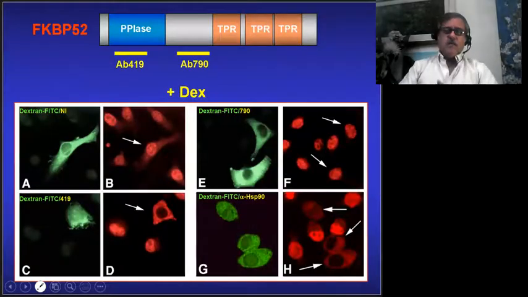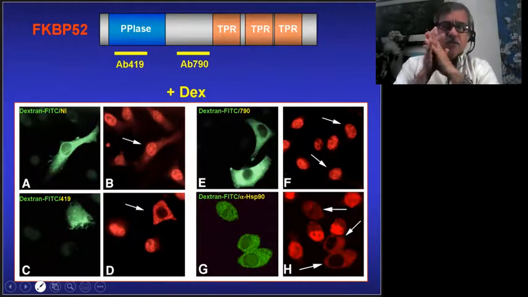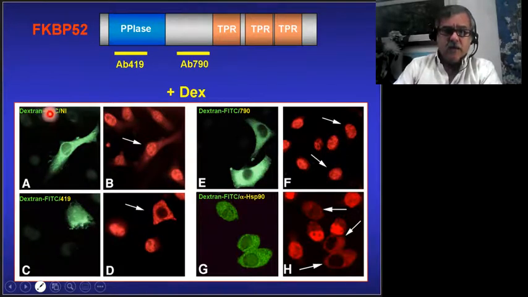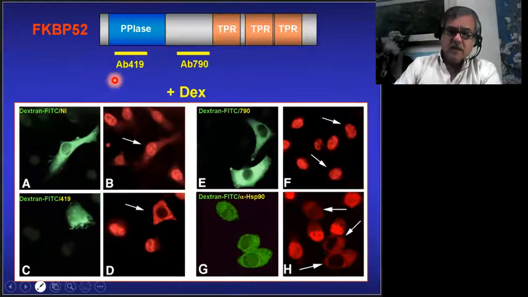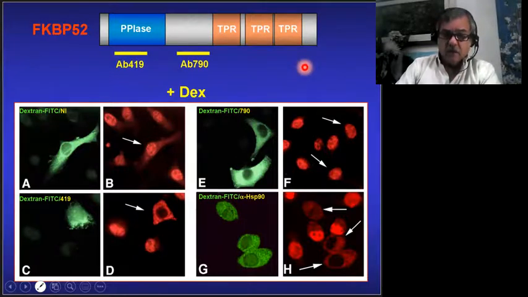Then we ask, is FKBP52 required for GR nuclear accumulation? L929 fibroblasts were microinjected with antibodies against the PPIase domain of the immunophilin, against the hinge region of the immunophilin, or against HSP90. The control is a non-immune IgG shown here in panel A as NI. Microinjected cells can be distinguished in green due to the co-injection of fluorescent dextran.